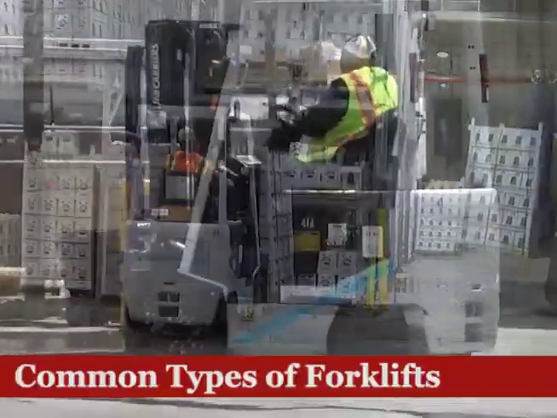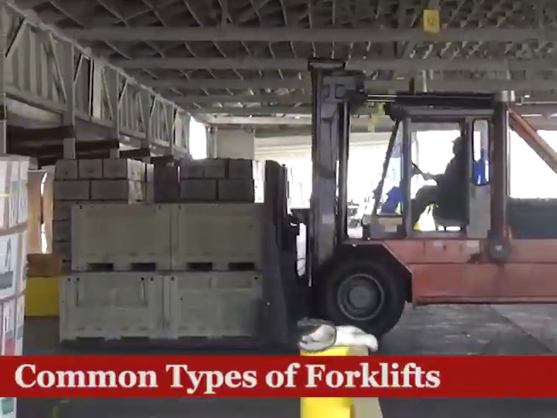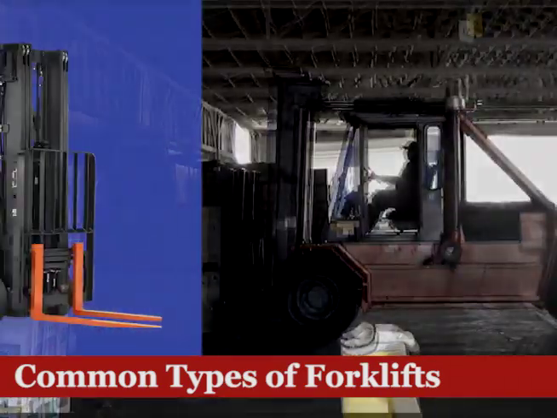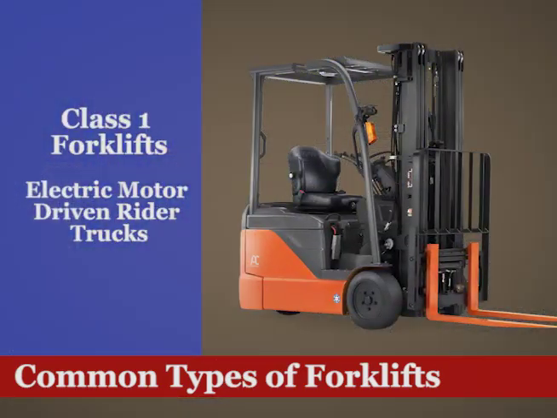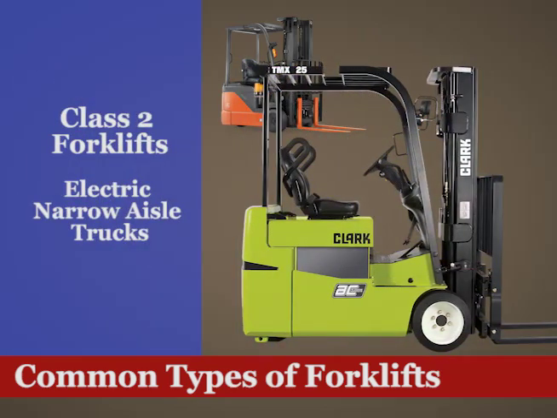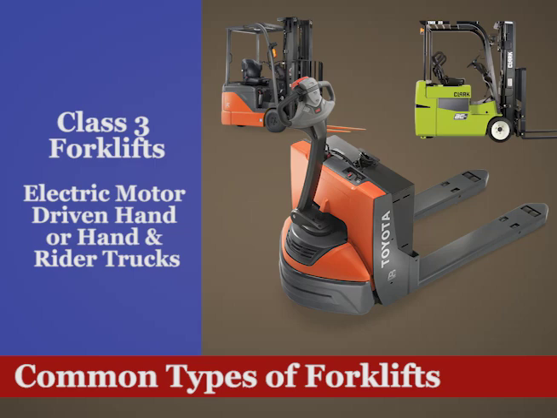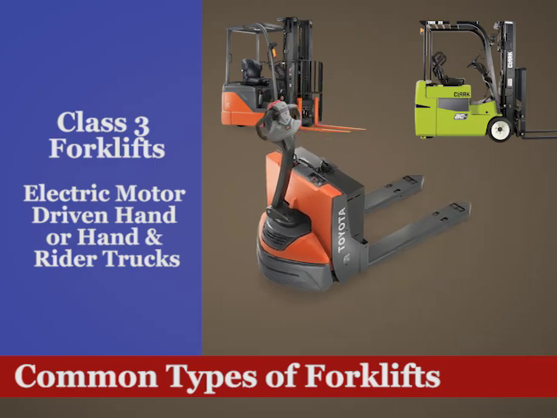There are many different types of forklifts. They mostly fall into 7 different general classifications. Class 1 is the electric motor-driven rider trucks. Class 2 is the electric motor-driven narrow-aisle trucks. Class 3 is the electric motor-driven hand and combination hand and rider trucks.